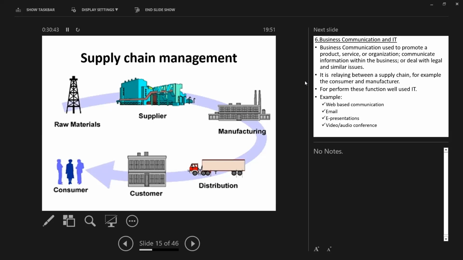Okay, so consumers are the people who are going to use it. For example, your mother is going to purchase a laptop for you. So the mother is the customer, but you are the consumer. You are the one who is going to use it.